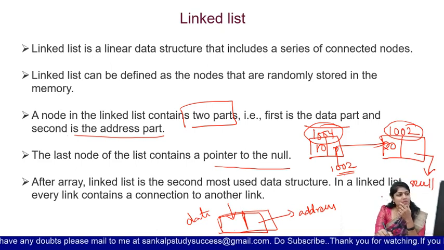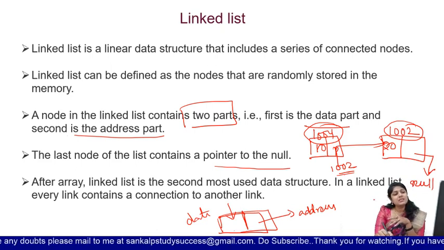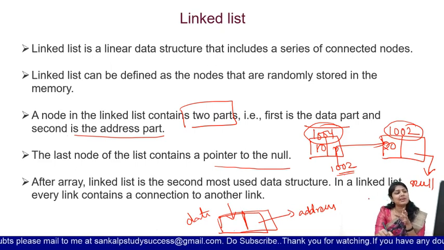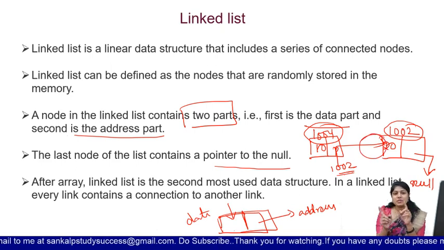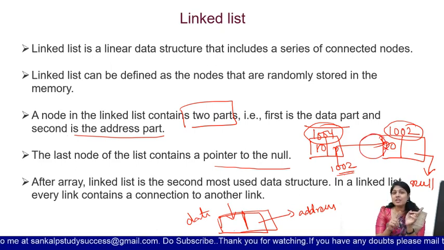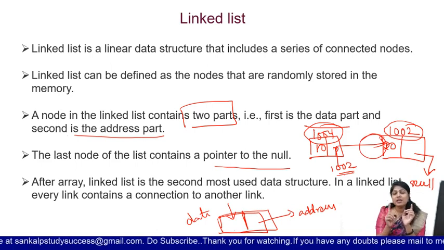Okay. And the next one, after array, linked list is the second most used data structure. In a linked list, every link contains a connection to another link. So this is nothing but what? Link. That means there is a connection between the nodes.